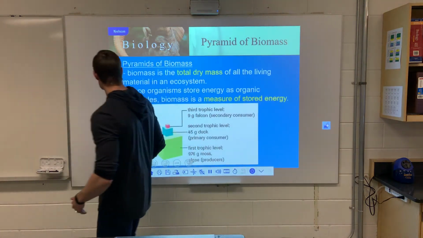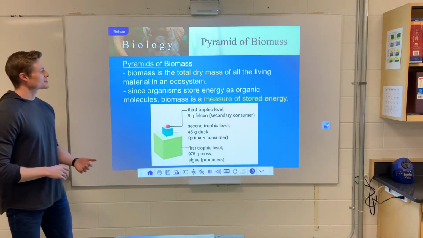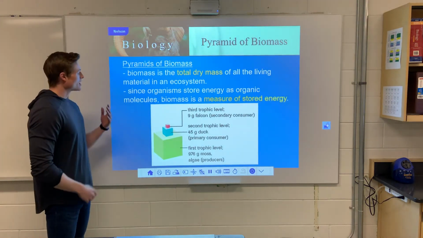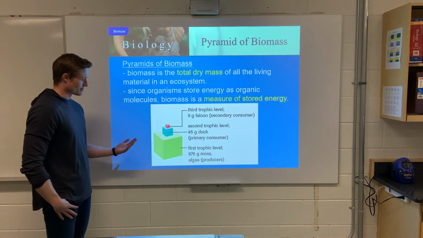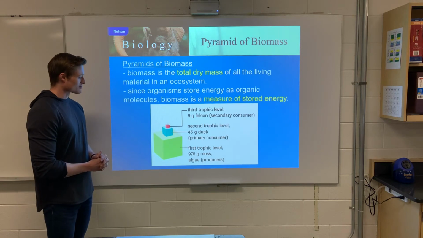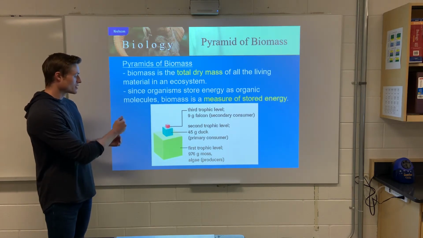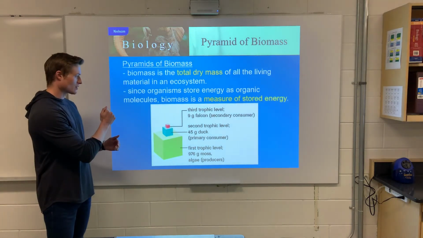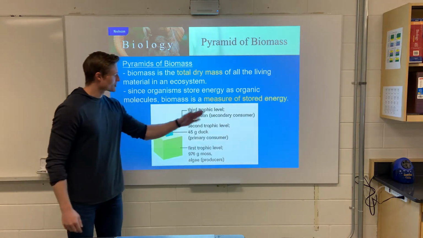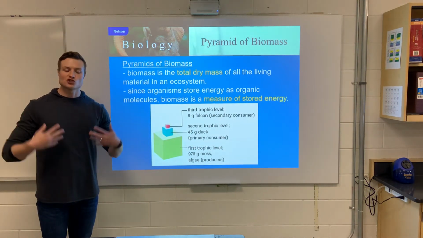All right, next pyramid is a pyramid of biomass. So a pyramid of biomass is essentially the total dry biomass, so not including water, of material in the ecosystem. So for example, we have 976 grams of moss and algae. We have 45 grams of duck, 9 grams of falcon. This is a measure of stored energy, because this is energy stored in these organisms. This isn't available energy, this is energy stored, okay?